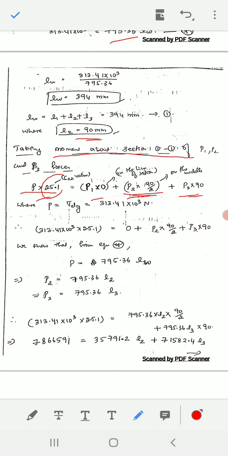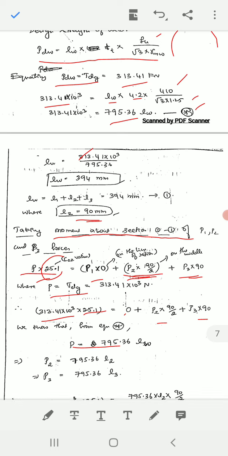So we will get P is equal to TDG. Equating, P is equal to TDG. The TDG value we got initially is 313.41 into 10 raised to 3. So that into 25.1 is equal to P1 into 0, P2 into 90 by 2, and P3 into 90. Wherever the P value is there now, that is 75. This value you got from the star equation, as I told. This is the star equation here.